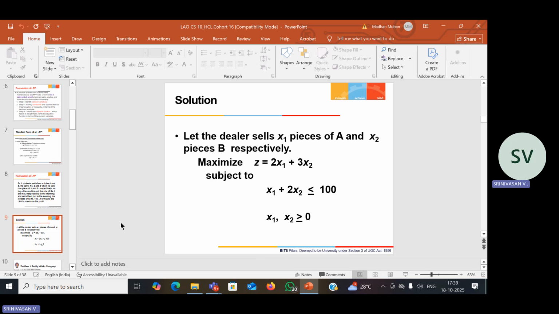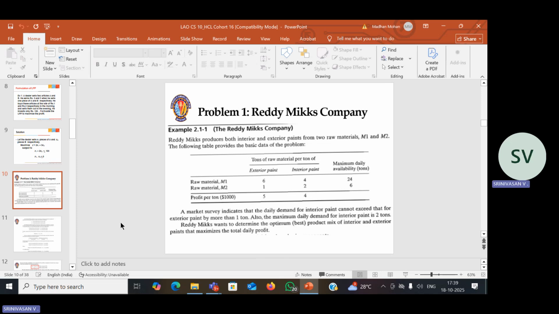Okay, right. So this is yet another problem, and this is a very famous problem named after the Ready Mix company. So it is popularly known as the Ready Mix company problem. Ready Mix produces both interior and exterior paints from two raw materials, M1 and M2. The following table provides the basic data of the problem.